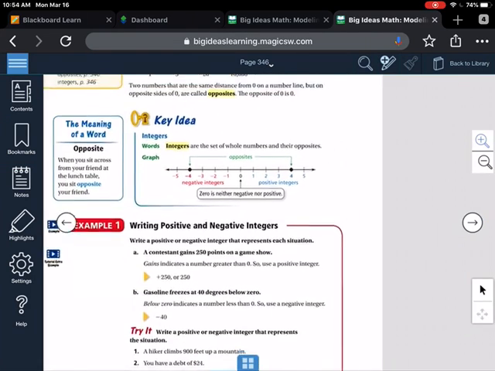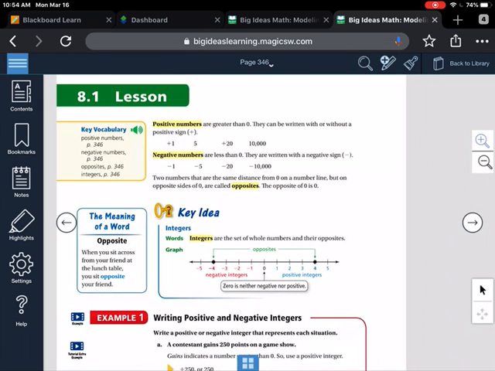So here's the introduction to integers. Basically, integers are positive and negative numbers and their opposites. Let me say this a different way. Integers are all whole numbers, including 0, and their opposites. So 0 is considered a neutral integer, but other than 0, every number is either positive or negative.